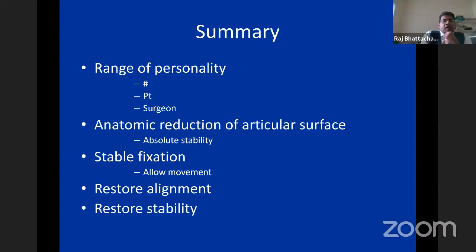In summary, there's a range of personalities, both from the fracture, the patient, and the surgeon, and that has to be taken into account when you're treating these fractures.